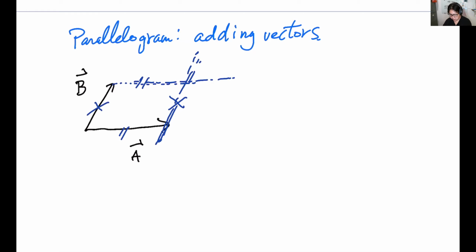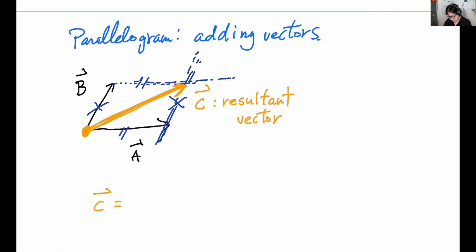Then the resultant will be starting from the same location. So in this case, both A and B start from the same location. Then the resultant will be like this. This C is the resultant vector, which means C is equal to A plus B. And in this case, you can see B plus A is also the same thing.